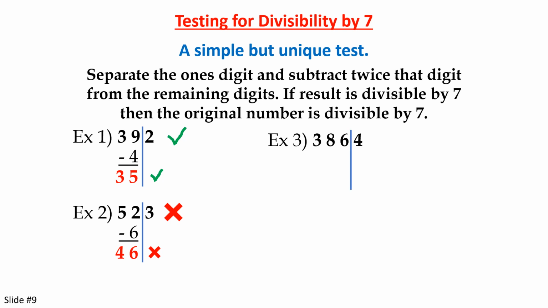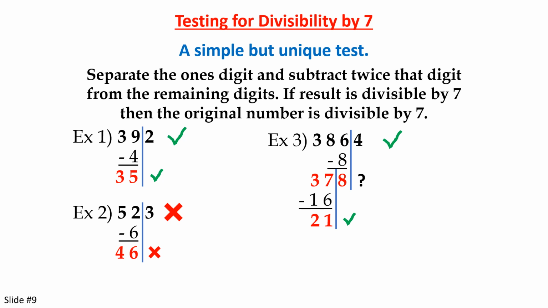3,864. So let's lop the 4 off, subtract 8. 378, I don't know. Still a big number. So let's repeat the process. Take the 8, lop it off, subtract 16. 21. 21 is divisible by 7. So the original number is divisible by 7.